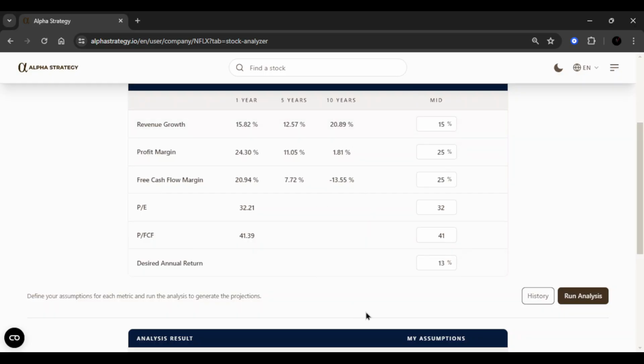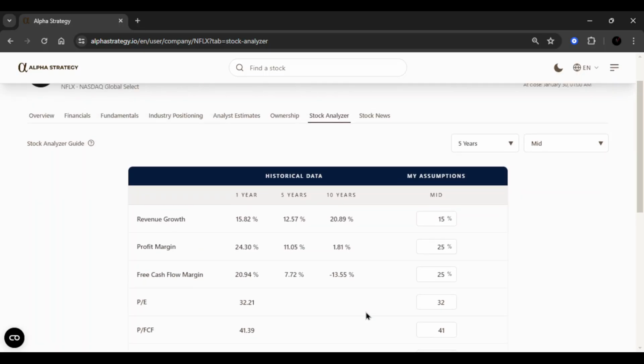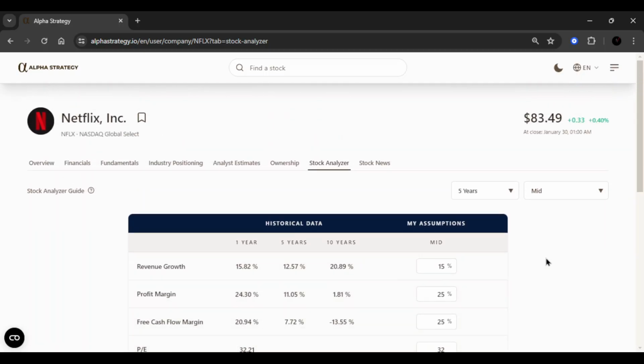So it's a very intuitive and quick analysis, very easy to use, using the example of a trending stock such as Netflix. Hope you liked it, and we'll keep analyzing companies in the future.